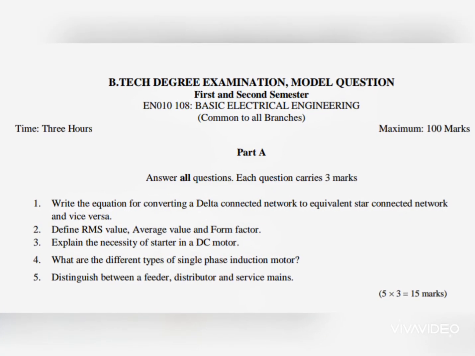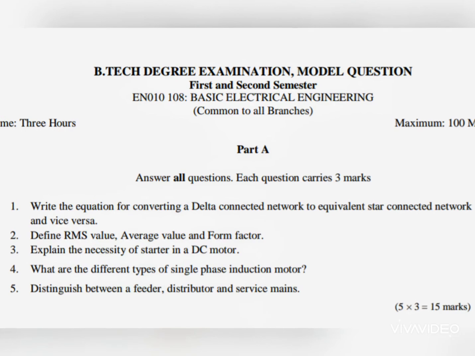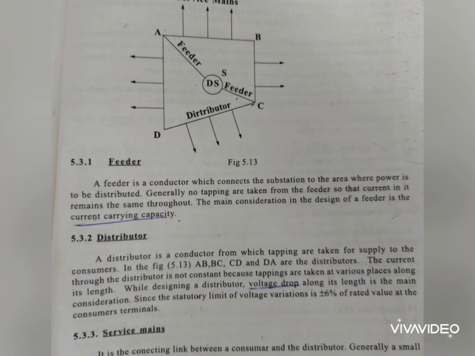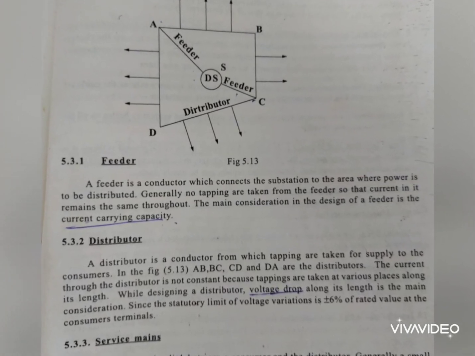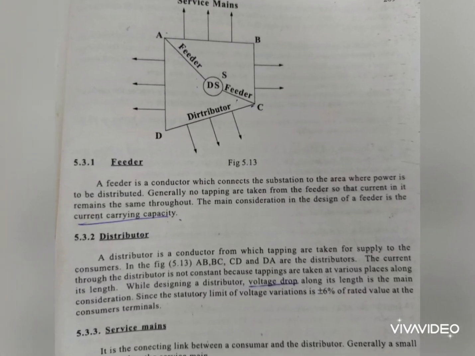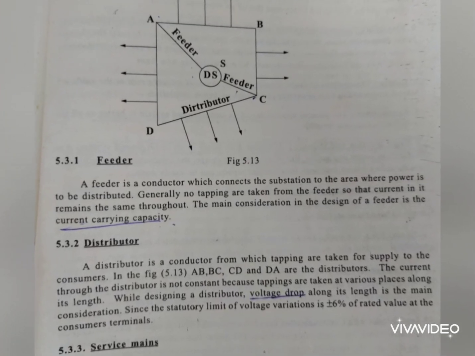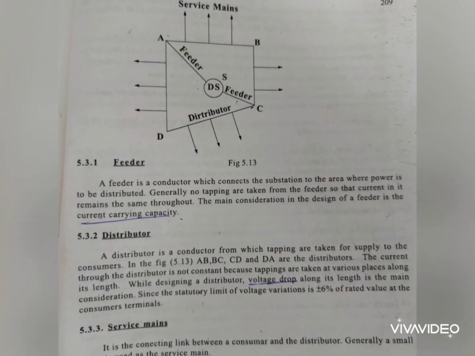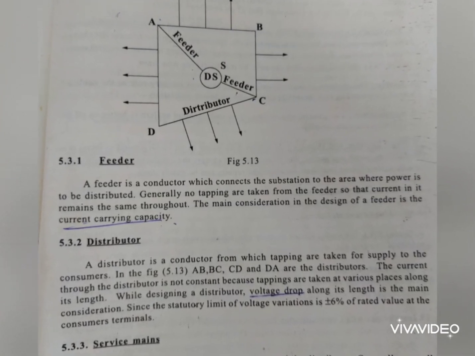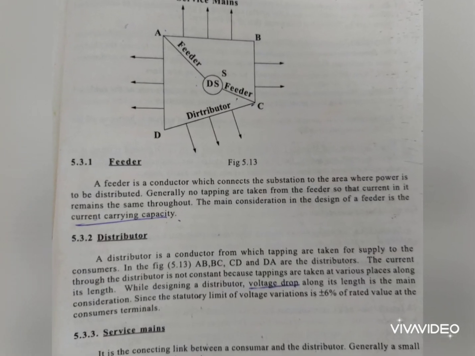The fifth question is, distinguish between a feeder, distributor and a service mains. So, the part of a power system which distributes electric power for local use is known as the distribution system. So, the distribution system contains a feeder, distributor and a service mains. So, what is a feeder? A feeder is a conductor which connects the substation to the area where power is to be distributed. No tapping is taken from the feeder so that the current in it remains the same. The main consideration in the design of a feeder is the current carrying capacity.